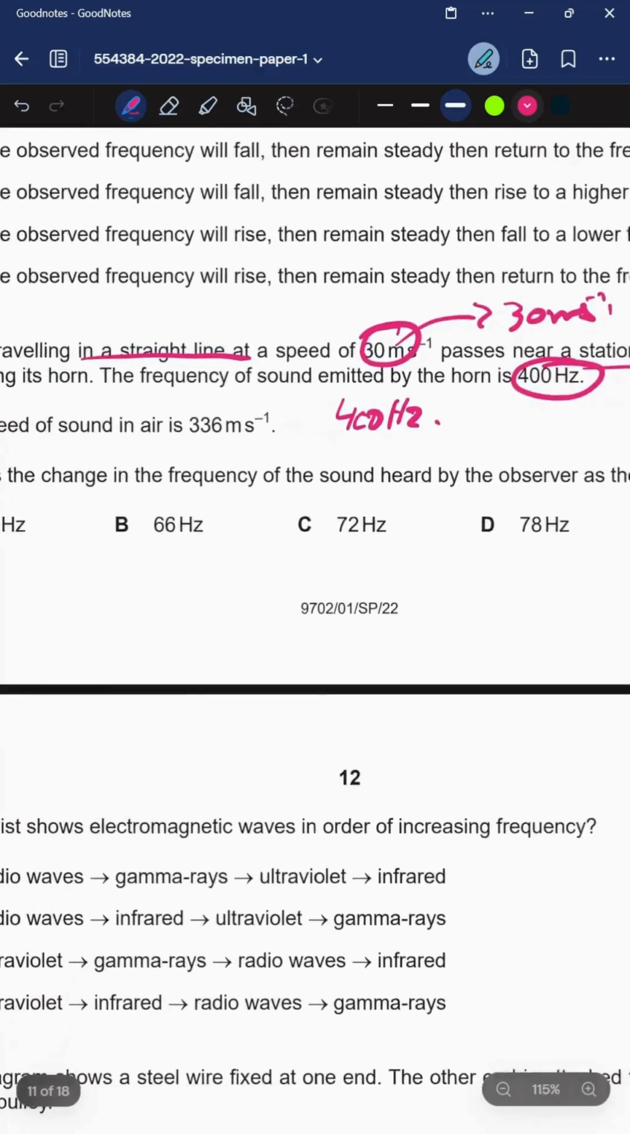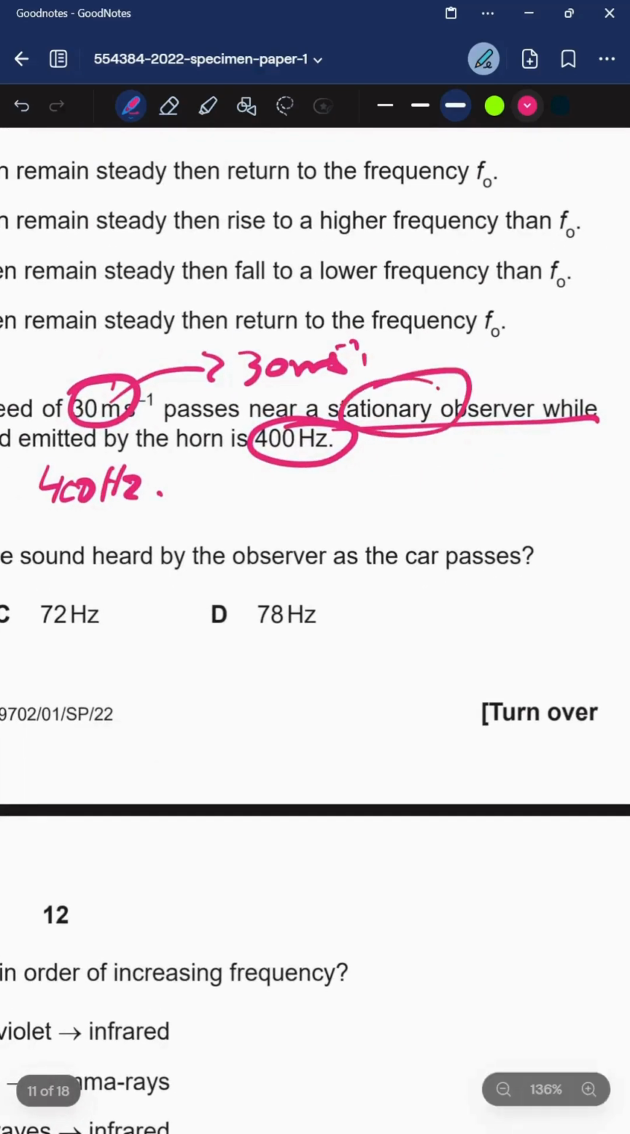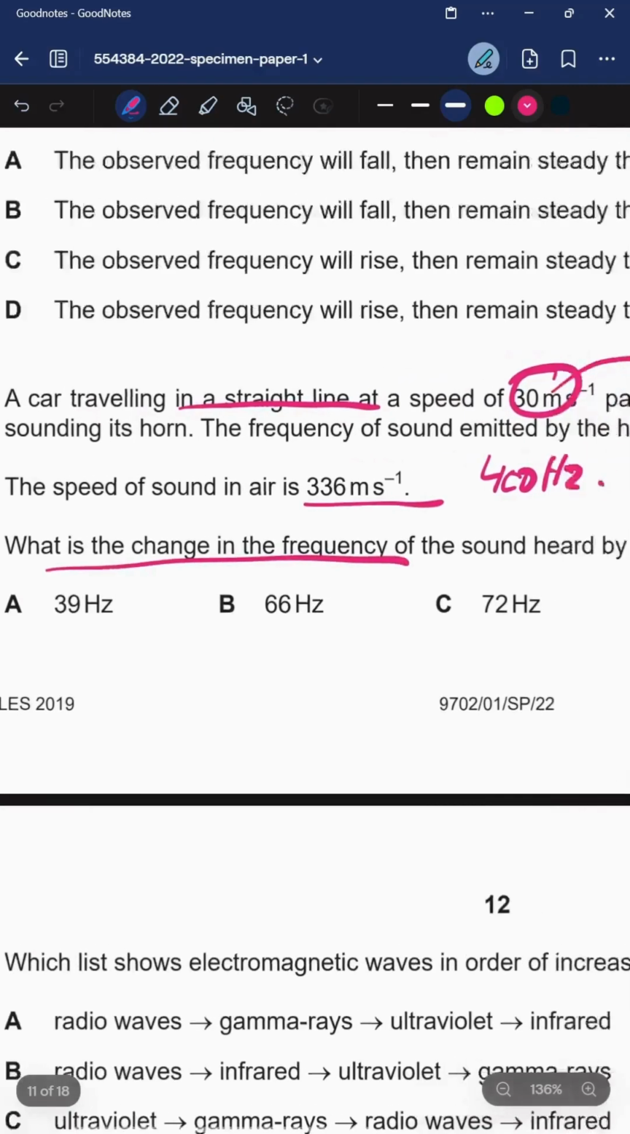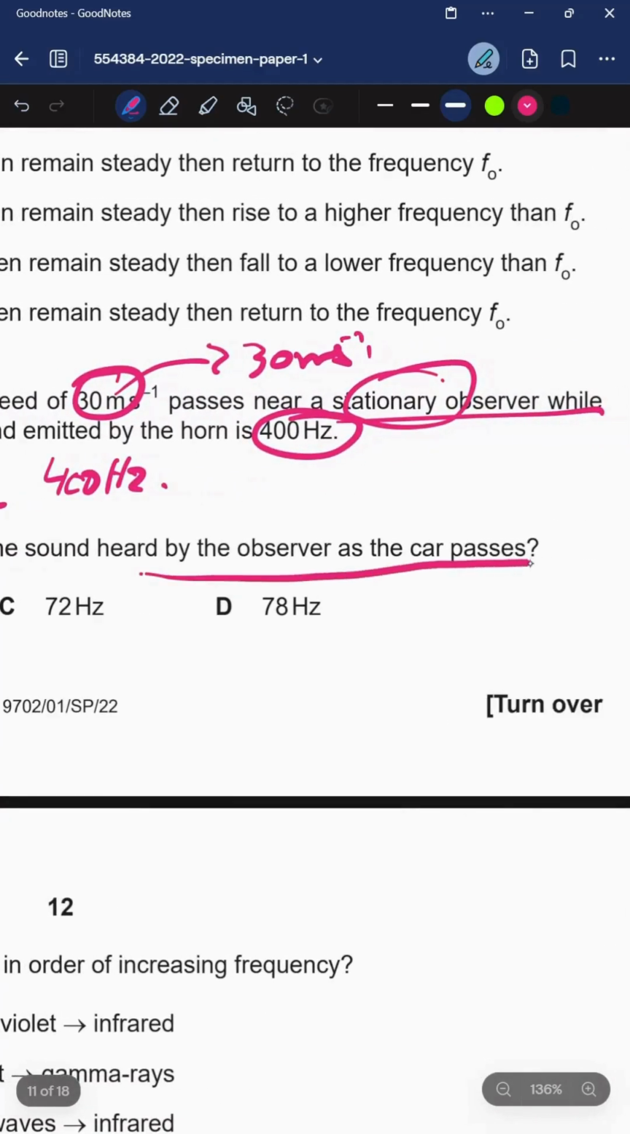The observer is stationary. Here's the key point: the observer is stationary, and the speed of sound in air is 336. What is the change in frequency of the sound heard by the observer as the car passes? So we need to figure out the change the observer will observe in the frequency.